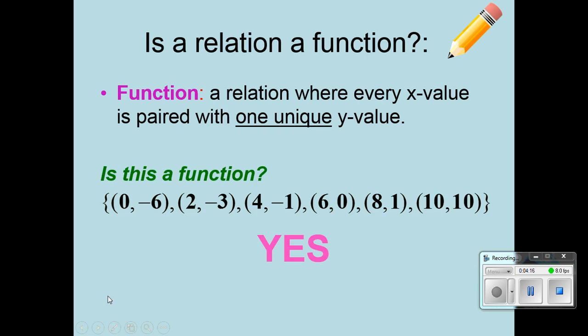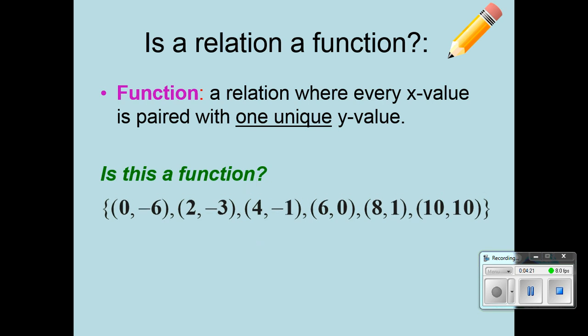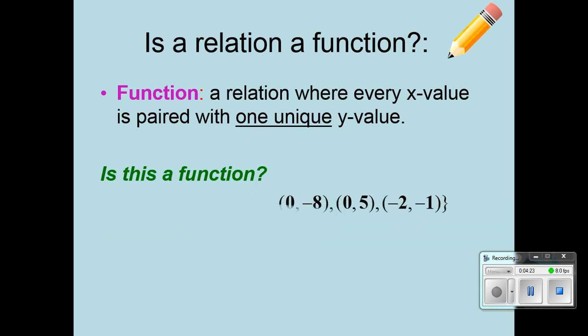Okay, now I am going to ask you if the next one is a function. So we're going to get rid of those, and here's my next relation. So now this time I have (-1, -7), (1, 0), (2, -3), (0, -8), (0, 5), and (-2, -1).